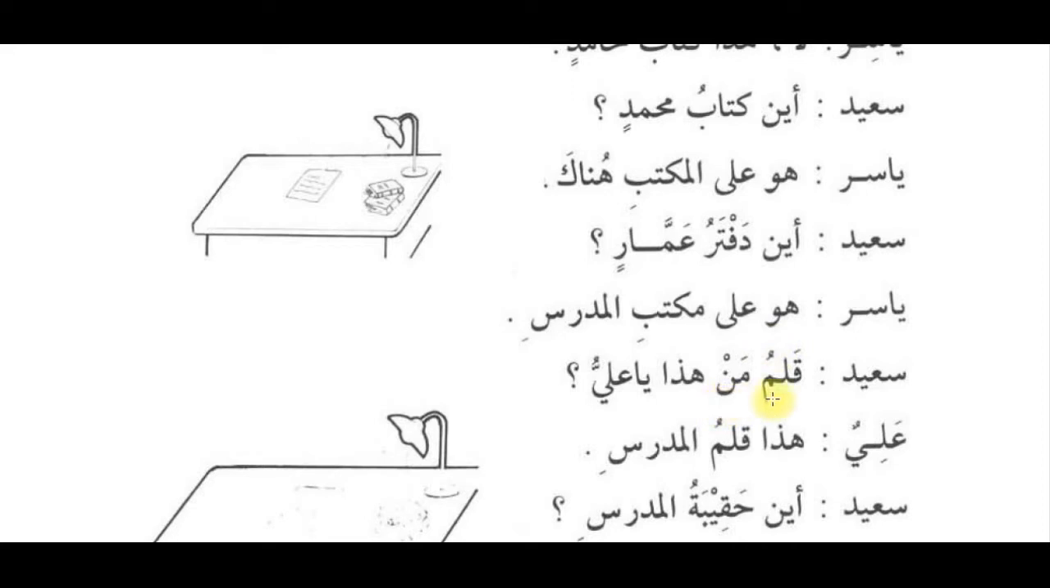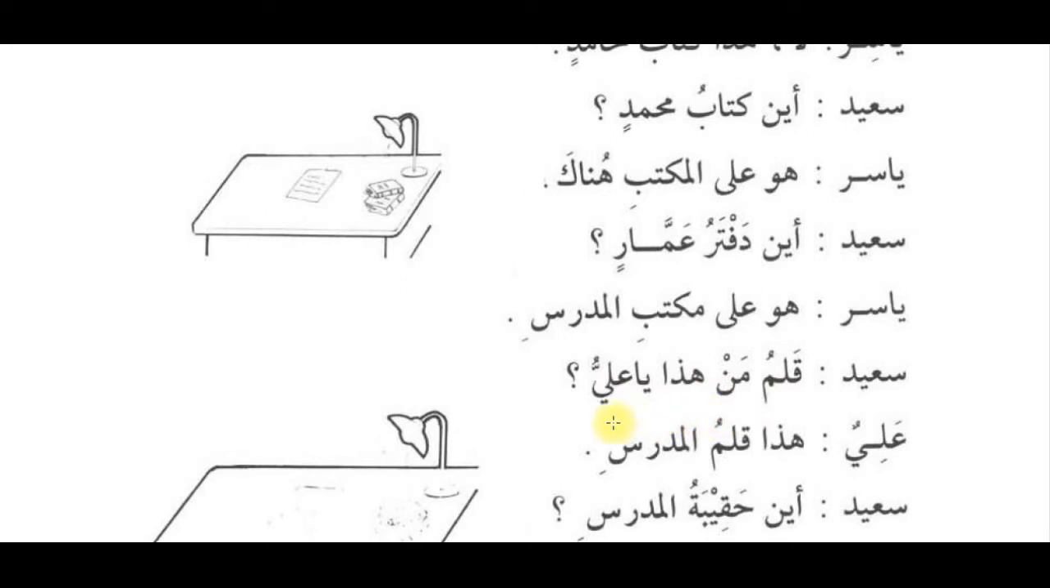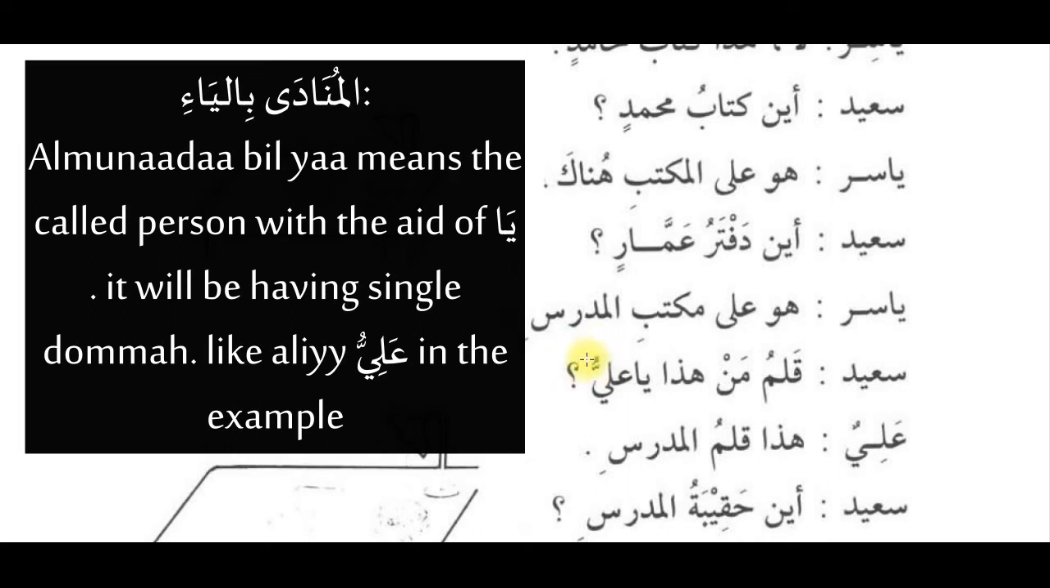Qalamu. Man. But man is among the names that huruful jar will not have any effect on. That means it will not be changing their haraka. Those are what we call al-mabniyat. Al-mabniyat min al-asma. So, qalamu man hadha. Whose pen is this? Ya Aliyu. Can you observe it? Aliyu, instead of Aliyun. Why is it having single dhamma? Because of ya.